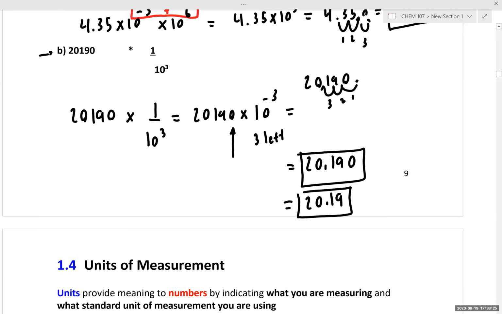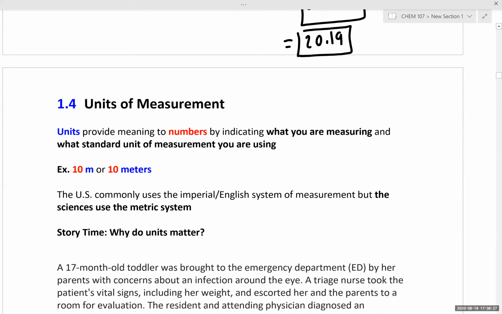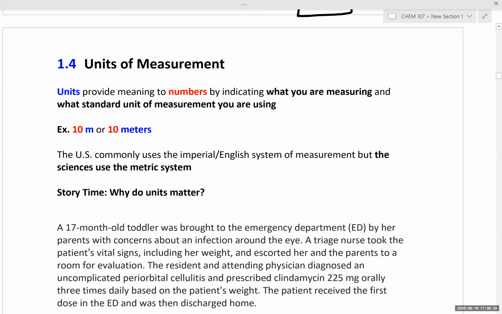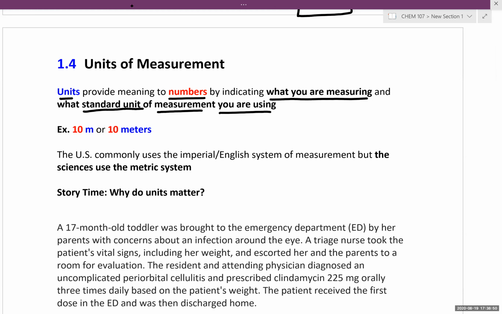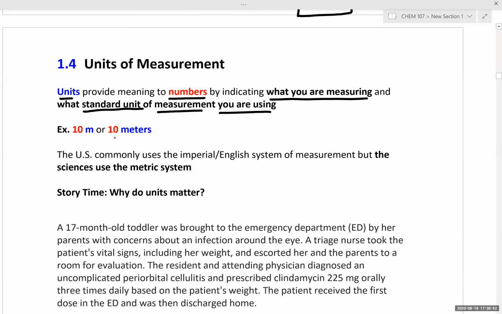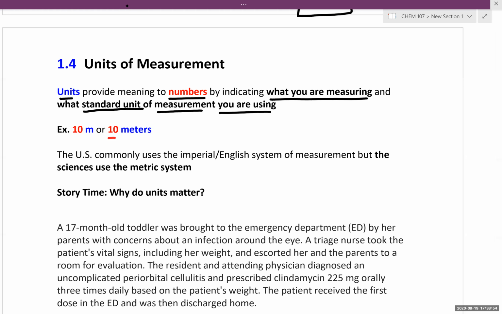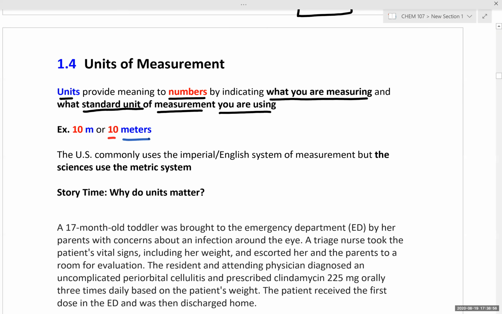So let's keep going now, and let's talk about units of measurement. Units really serve to provide meaning to numbers. The units indicate what quantity you are actually measuring in our world, and what standard unit of measurement you are using. So for example, a measurement has a number, for example, 10, and then a unit of meters.